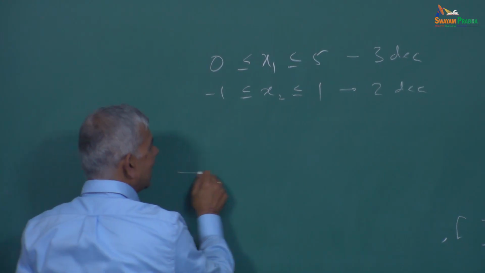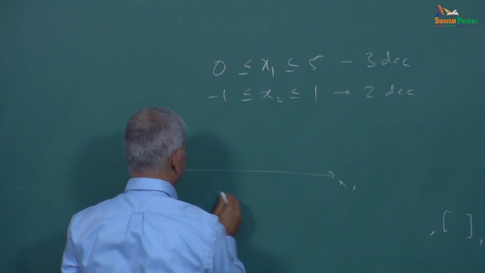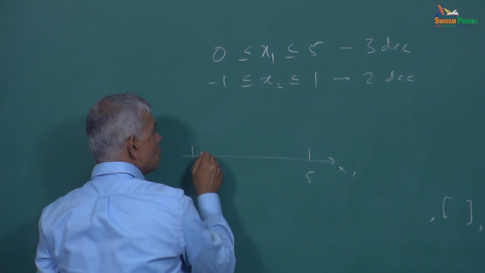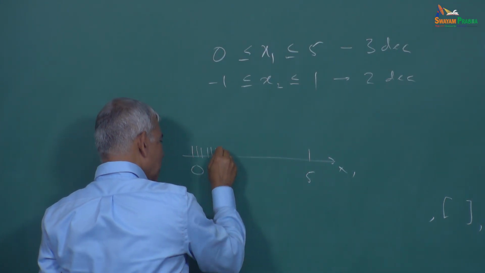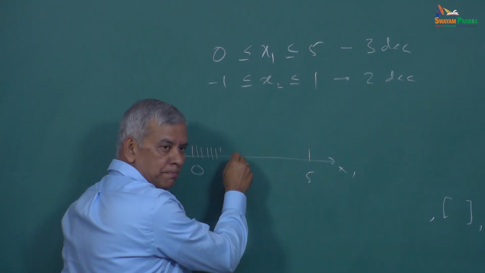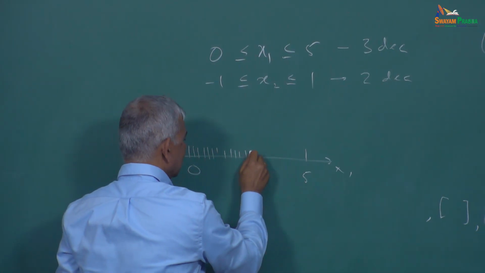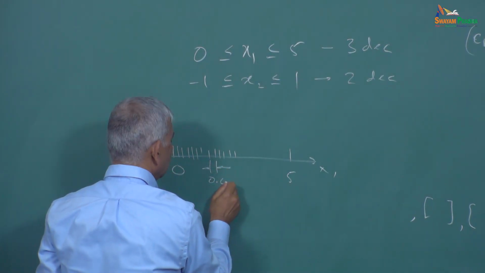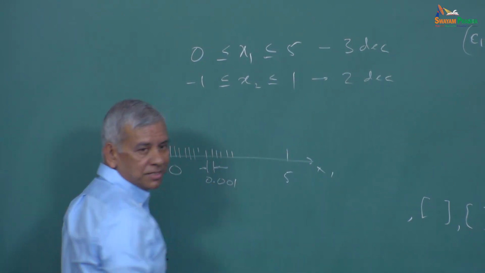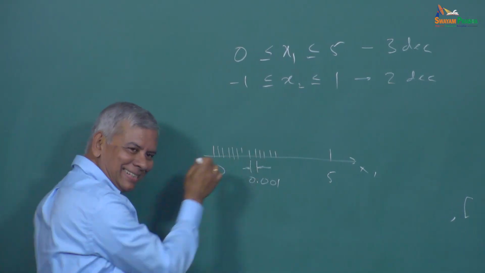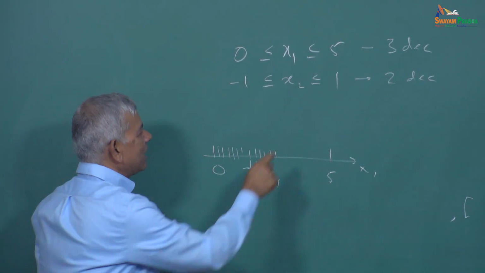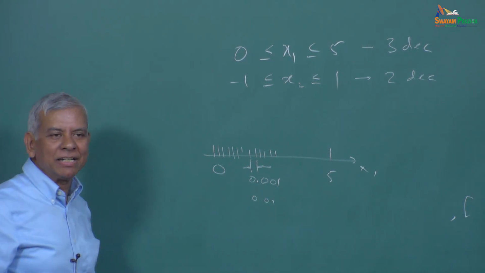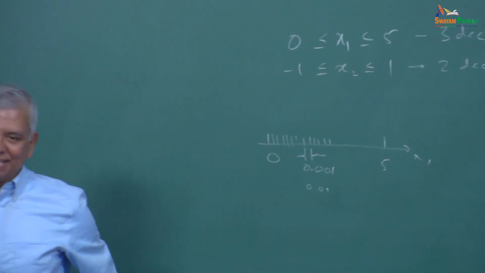Means when I look at x1, I have 0 to 5 as my range. I want to have intermediate points. So every binary string is going to map here, in this decoded space. The distance between 2 should be 0.001, 3 decimal places. Then only I can get 3 decimal places of accuracy, right? And on x2, the distance should be 0.01.